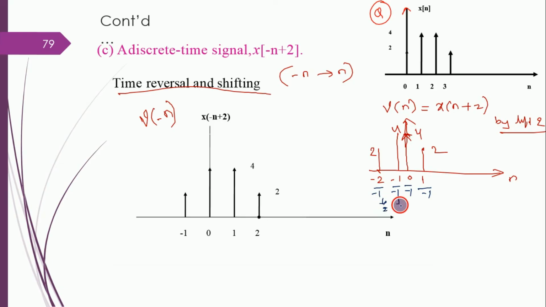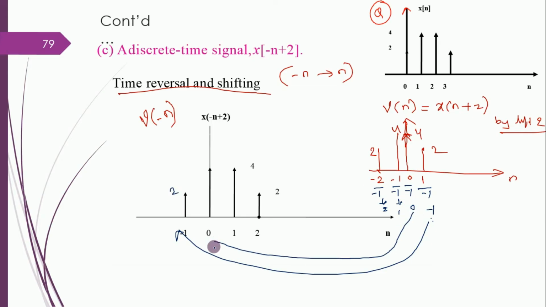So divide by minus 1, divide by minus 1, divide by minus 1, divide by minus 1. You will get it as 2. This you will get it as 1, 0, minus 1. At minus 1, you have amplitude 2. Write it in this fashion. You have 2.